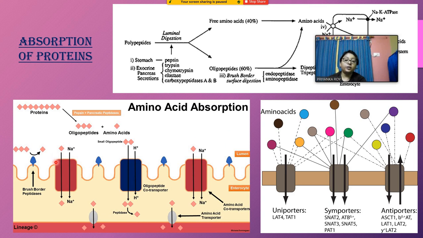In case of these oligopeptides, where the oligopeptides and hydrogen ions are co-transported together inside the cell, then a peptidase or a dipeptidase works and converts them into free amino acids. And then these free amino acids are again moving into the blood. Okay, so from the lumen, oligopeptides can be converted to amino acids, or they can be converted to dipeptides or tripeptides, and they can enter the intestinal cell, and from there also they can be converted to free amino acids for transport within the blood.